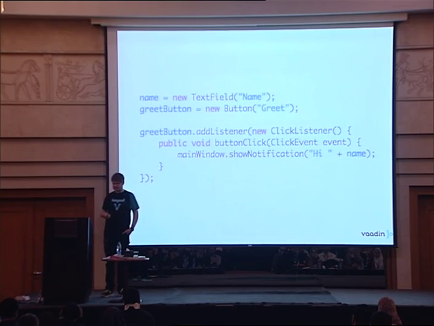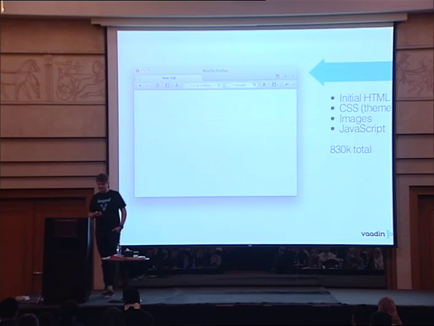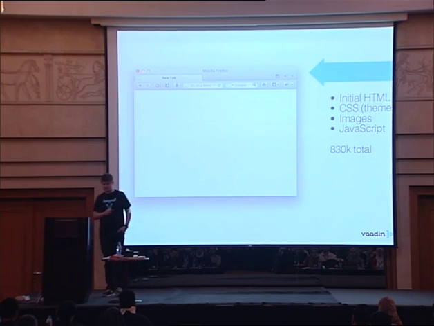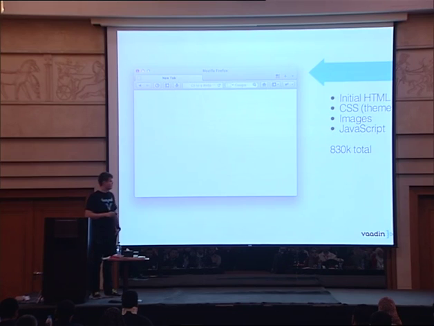Really simple application. So we start at Firefox, and when we point our Firefox to the correct URL, what happens? It loads a web page. It loads HTML, CSS, images, JavaScript from Vaadin. These are all generated by Vaadin, so you don't have to do any of those. And you get a staggering amount of stuff back. Our hello world is 800K.